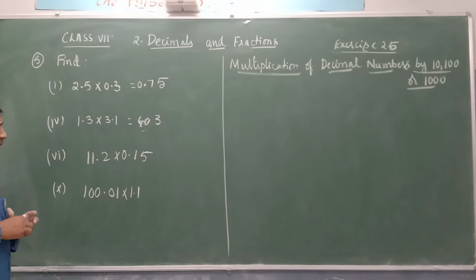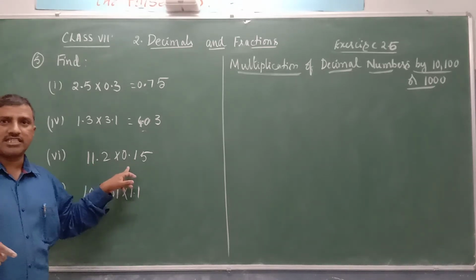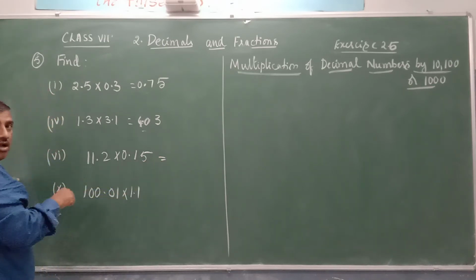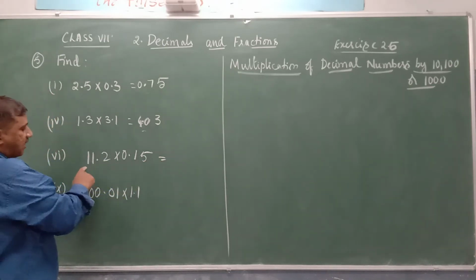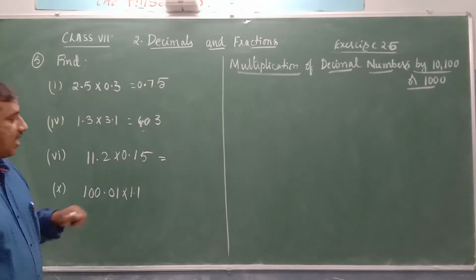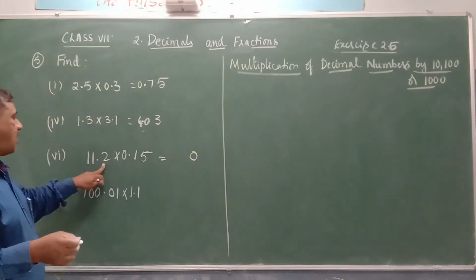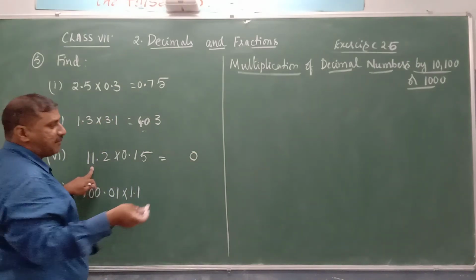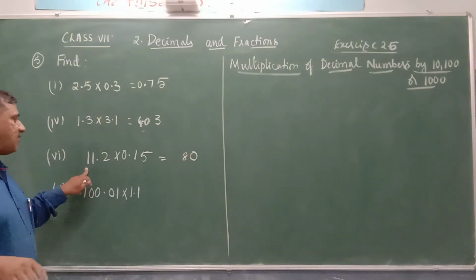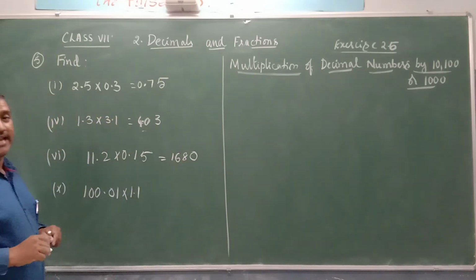Now sixth question. 11.2 is multiplied with 0.15. So after ignoring the decimal point, this number will become 112 multiplied with 15. 15 twos are 30, 0, 3 is carried. 15 ones are 15, 15 plus 3, 18, 1 is carried. 15 ones are 15, 15 plus 1, 16, so 1680.